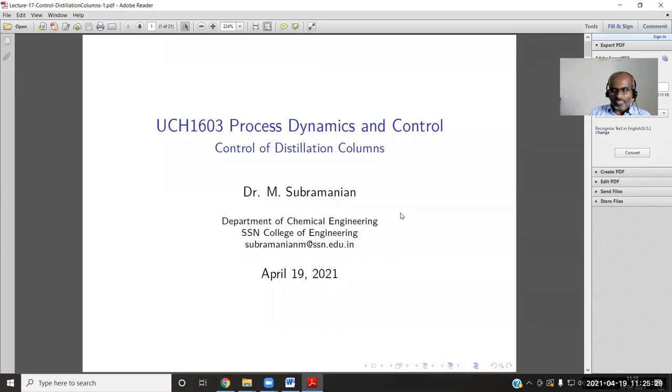Recovery of solvent, sometimes even separation of a feed mixture. Yes, separation of a mixture, purification. That is the ultimate objective. So you will be interested in checking the composition of the distillate, mostly the distillate, or sometimes even the bottoms. We are interested in the composition of the top product, the product of importance. That composition should be maintained constant.